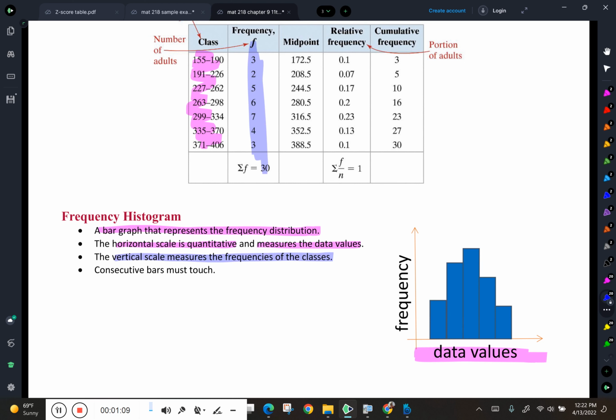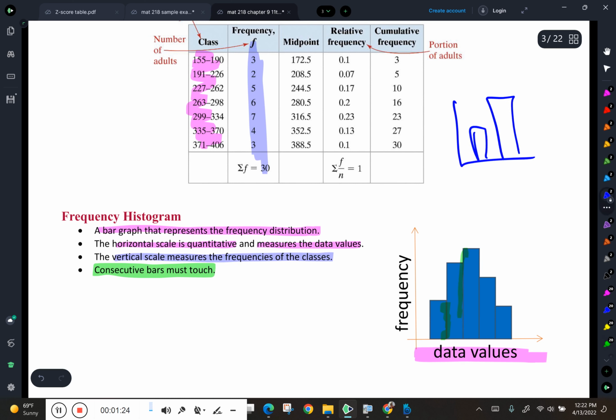Now, the thing that makes this different from a bar graph is that in a frequency histogram, or in a histogram in general, consecutive bars touch. So the bars are butted right up against each other. In a standard bar graph, you'd have your first bar, and then your second bar, and there would be space in between where those bars weren't touching. That would be a standard bar graph. But in a histogram, the bars touch.